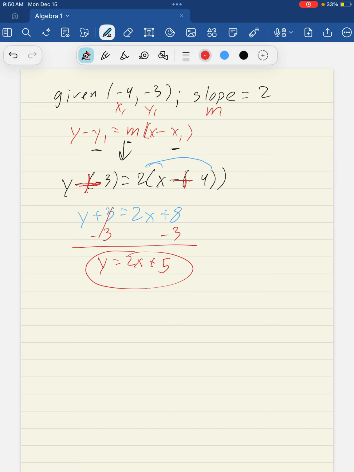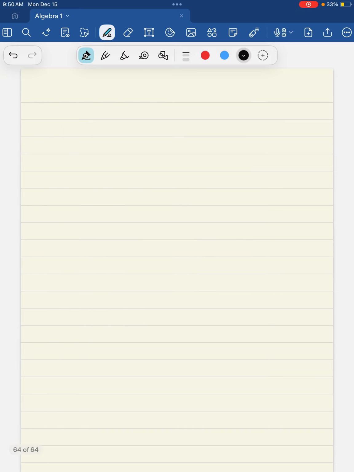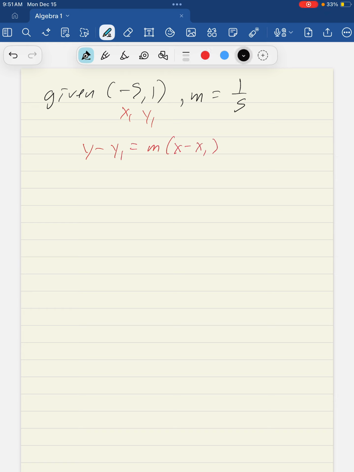Okay, I'm going to show you guys one more. And next page. This one is going to have a fraction. So what if we're given a point like -5, 1, and we have a slope of 1/5? Oof, that could be tough. Remember, you can use calculators, of course. x1, y1, there's your point. And now we have y minus y1 equals m parenthesis x minus x1. And we substitute all these values in. Boom.